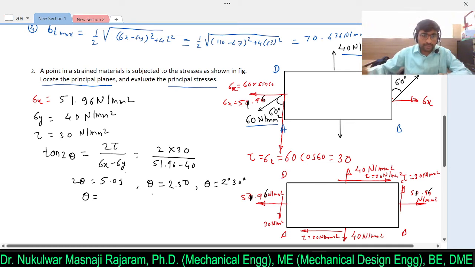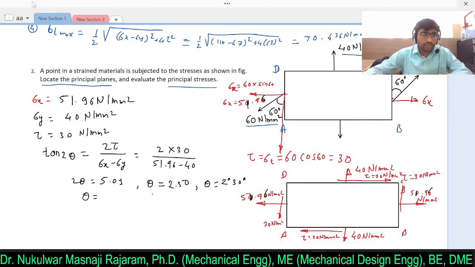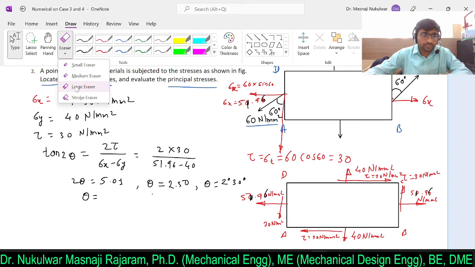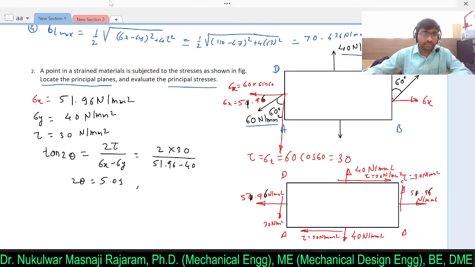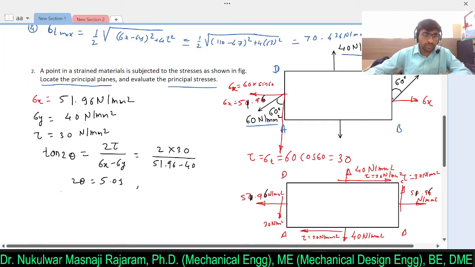Wait, there is some mistake again in the calculation. This is tan 2 theta. Clear? So this is tan 2 theta. We must consider tan inverse of 5.01.